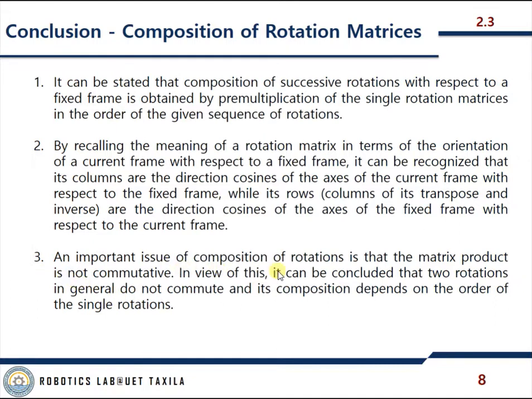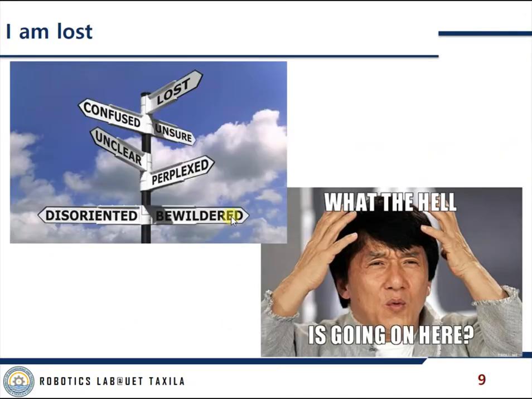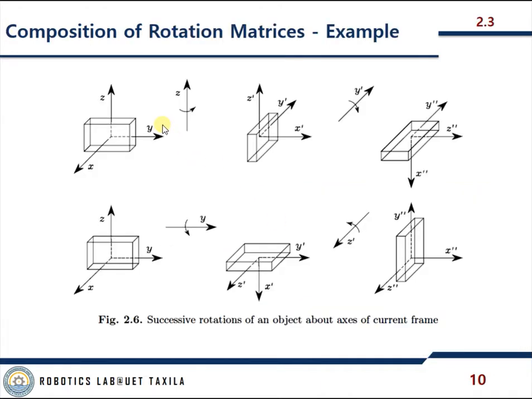An important issue of composition of rotations is that the matrix product is not commutative. In view of this, it can be concluded that two rotations in general do not commute, and their composition depends on the order of the single rotations. So you might be confused at this time. Don't worry, I will explain that with an example. What is the difference between moving with respect to the current frame or with respect to the initial frame? So here is an example.